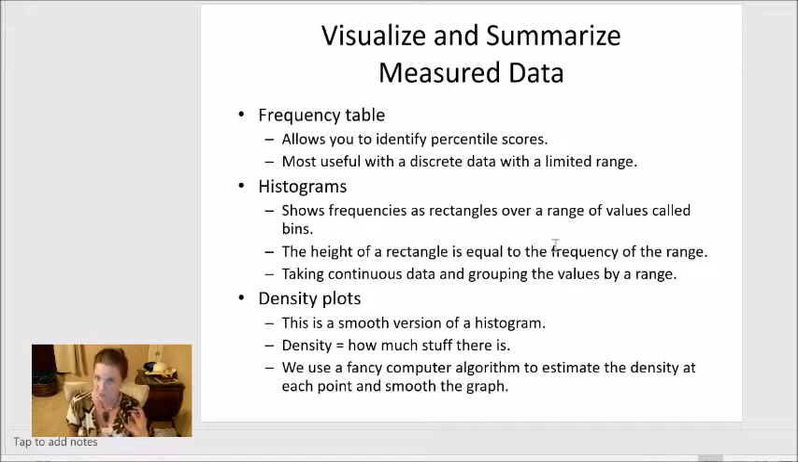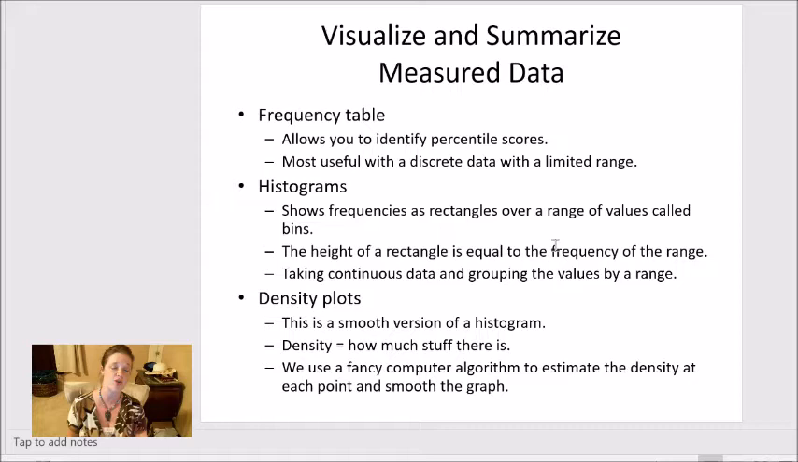So the first way is called a frequency table, and it's useful for certain kinds of data, and it has some pros and some cons. Essentially, the nice thing about a frequency table is that if you can use it, it allows you to identify what are called percentiles. Now, if you took any standardized testing here in California, or if you've ever taken the ACT or the SAT, you might have been told your percentile, where you are in the distribution.